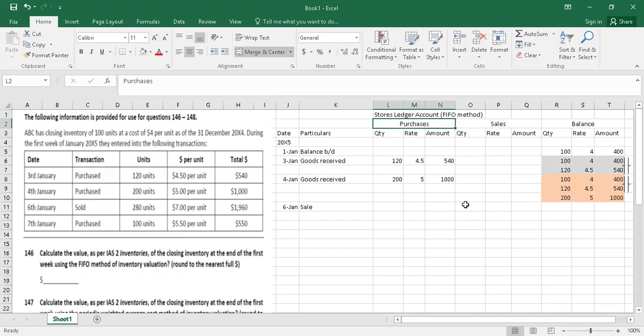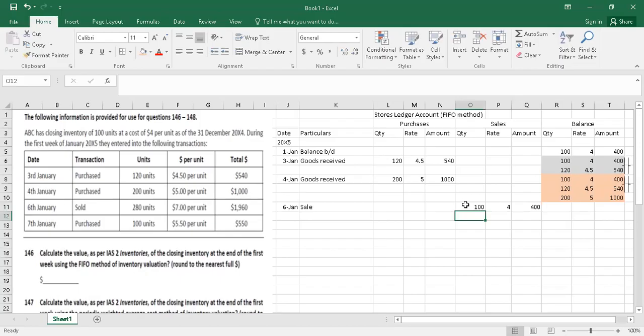Okay, so 280 units. The first lot should be taken, and the price of this first lot should be charged. But the first lot doesn't have 280 units. There are only 100 units in that first lot. So account for 100 at the rate of 4 per unit, and the price is 400. The first lot is completely consumed, so that is sold out.